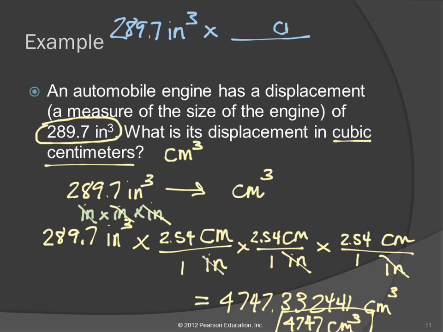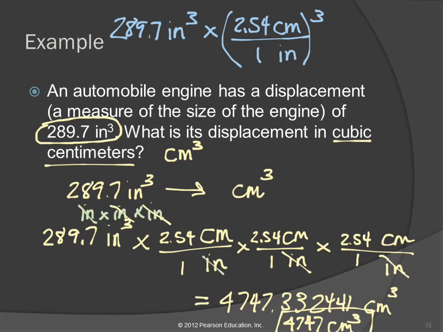So centimeters up here, inches in the bottom, 2.54 centimeters per inch. I'm going to cube the whole thing. That's another way to think of it. That whole thing cubed is the same as writing it out 3 times. The mistake that students frequently make, though, is that they forget to cube the 2.54. The number has to be cubed as well.